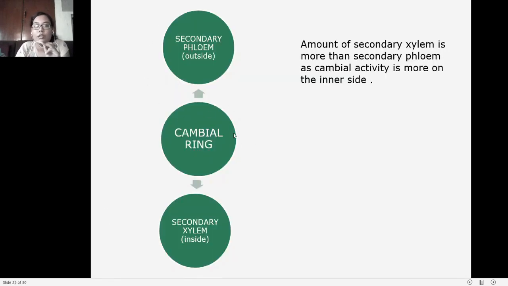See, here is a flow chart. The cambium ring gives rise to secondary phloem on the outer side and secondary xylem on the inner side. One thing is that the cambial ring is more active on the inner side than on the outer side. Hence, the amount of secondary xylem produced is much more than the secondary phloem. As a result, the older xylem goes on getting crushed on the pith side as the new secondary xylem is being added.